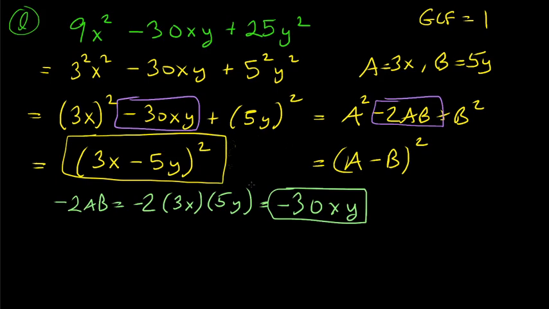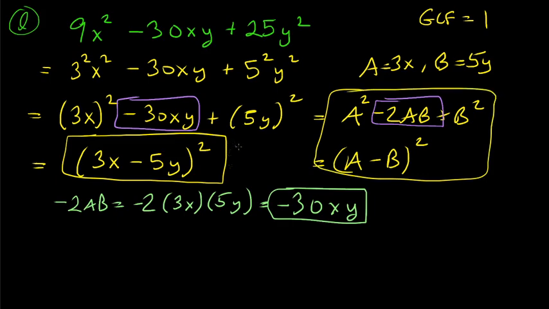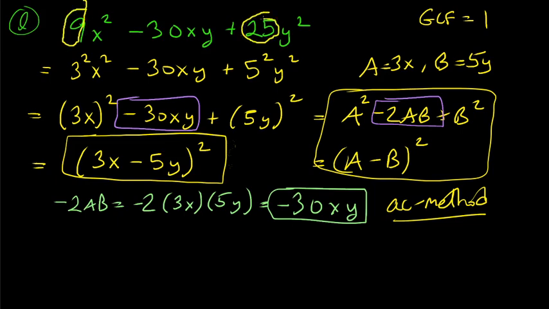Okay, so we did this as a perfect square trinomial. If you use the AC method, that would work as well, but this is one that you should be able to recognize. The 9 and the 25 are perfect squares, and so it's a good candidate for a perfect square trinomial.